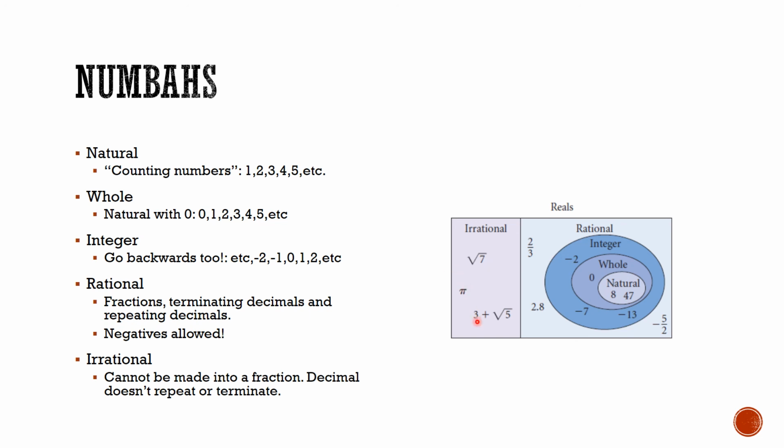3 plus the square root of 5. Square root of 5 is an ugly decimal, so it doesn't matter if you add 3 to it, because this makes it irrational. Irrational is also real. All of these types of numbers are real.